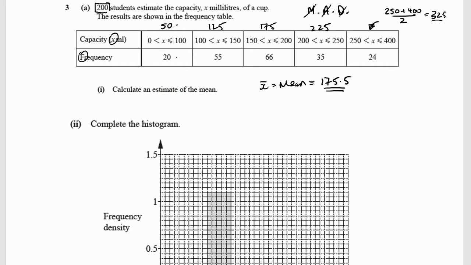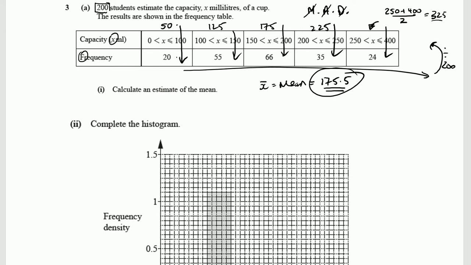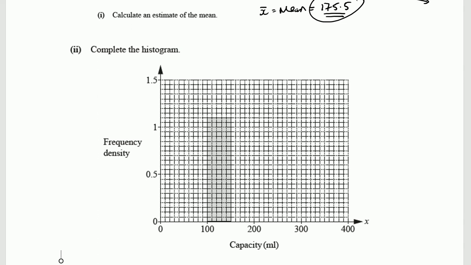Okay, so once again, once I've worked out my midpoints, I multiply all of these together, I add all those results up, and I divide by the total frequency, which is 200 in this case, and I would end up with 175.5. So now I have to complete the histogram. Now histograms are calculated from frequency density. And frequency density is my frequency divided by the class width.